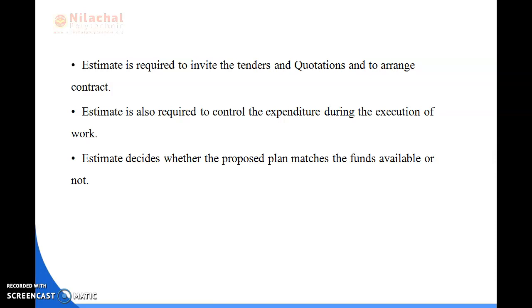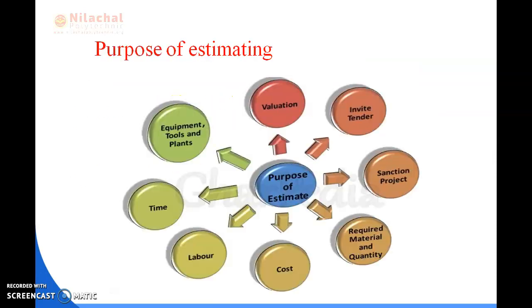By estimation, we go through equipment, tools, plants, and the time required for the project, the labor requirement of the project, how much cost is needed for the project, and how much material is required. Then after that, we call the tender. This is the purpose of estimation. This flow diagram depends on the purpose of estimation.